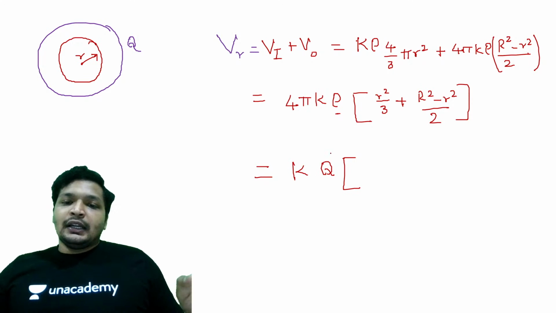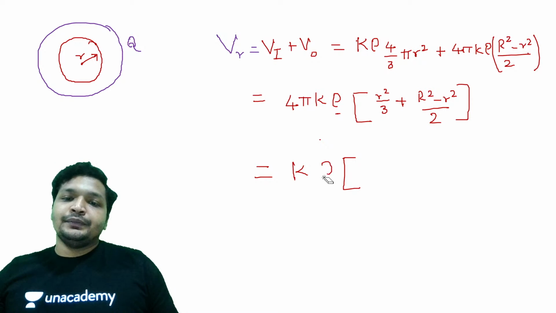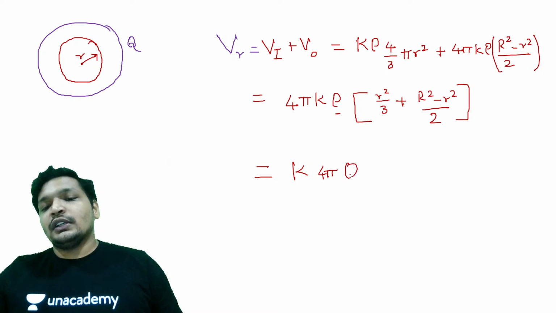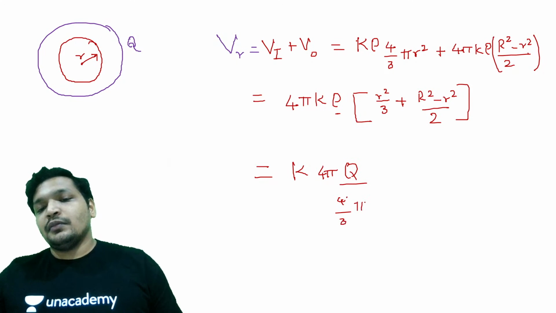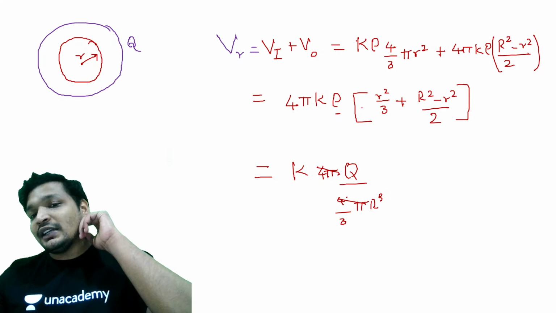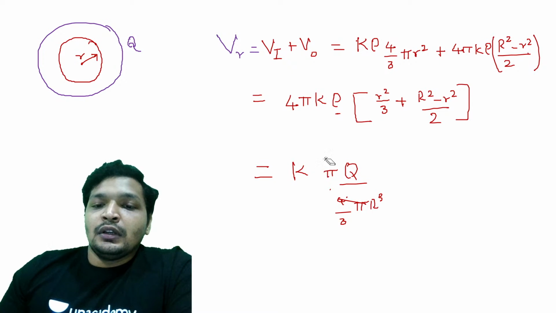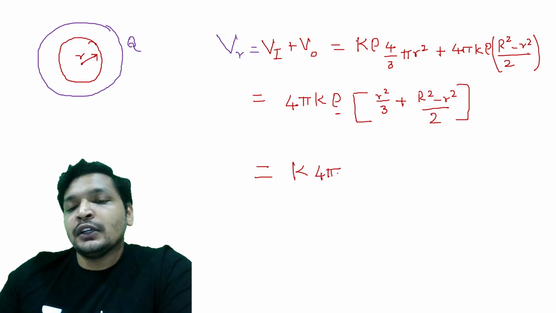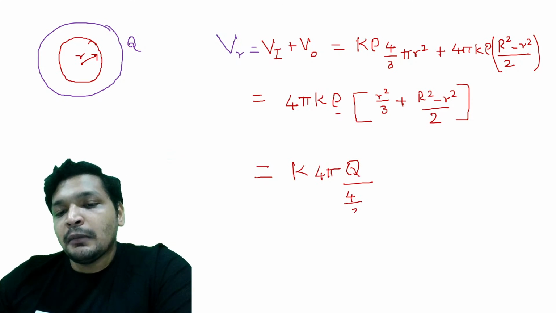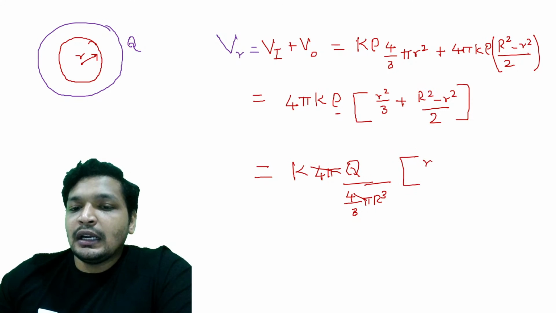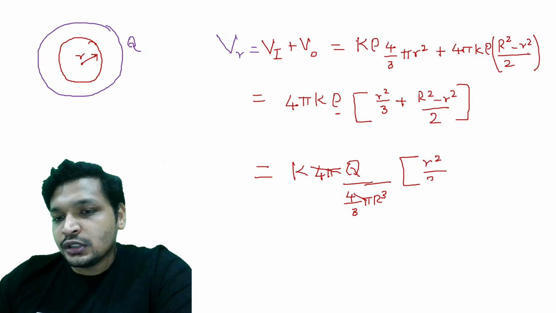Let me write it down. What did I do is K into 4 pi into rho, which is written as Q divided by 4 by 3 pi capital R cube, right? 4 pi would get cancelled out, 3 would be carried on the numerator, and R cube would remain on the denominator, of course, and here r square divided by 3, plus capital R square minus r square divided by 2.